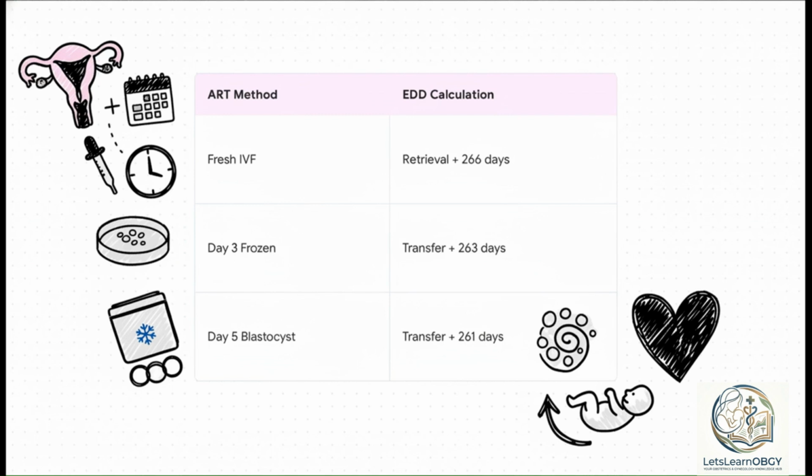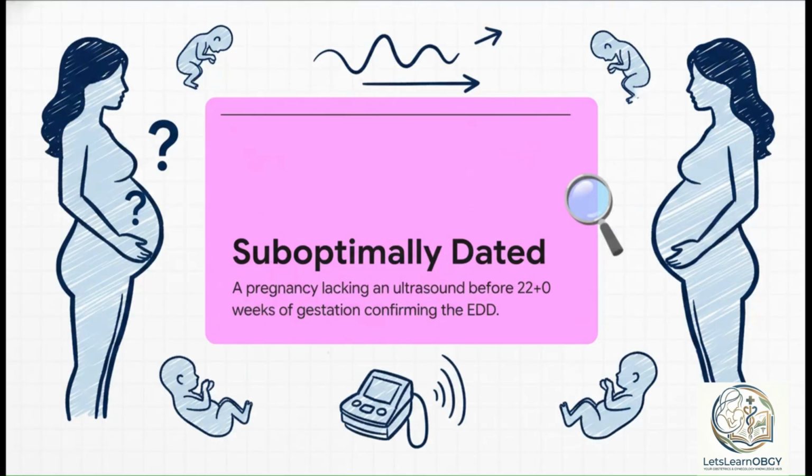If it's a fresh IVF cycle, you just add 266 days to the date of egg retrieval. If a frozen cleavage stage day 3 embryo is transferred, you add 263 days to the transfer date. That accounts for the 3 days of lab culture. And for a day 5 frozen blastocyst, you just add 261 days. Simple as that.